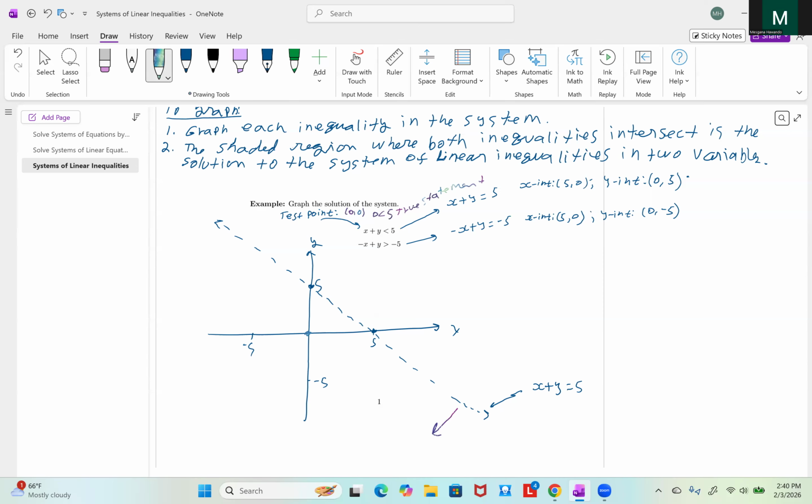Let's graph minus x plus y equal to negative 5. Since it's greater than, the line is going to be a dashed line. The x-intercept is (5, 0). The y-intercept is (0, negative 5). So these are the two points we have on the line. We connect the points and extend the line beyond. It cannot be a solid line since it's greater than, so it has to be a dashed line.